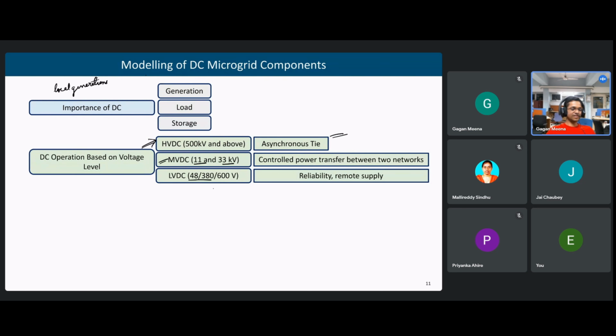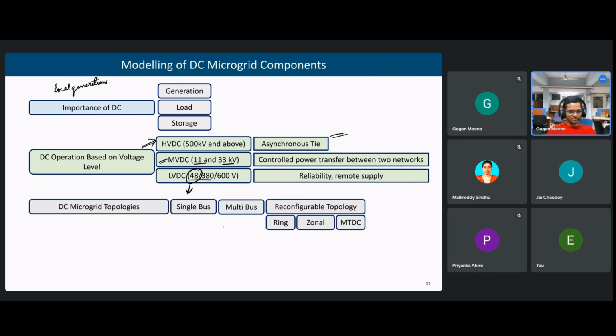Then this low voltage DC is for domestic purposes, for residential grids. Maybe 48 volts we can use for residential purposes. Then we discussed different microgrid topologies: single bus, multi-bus, and reconfigurable topologies, such as ring, zonal, and MTDC. This is multi-terminal DC, which we will see further in hybrid AC-DC.